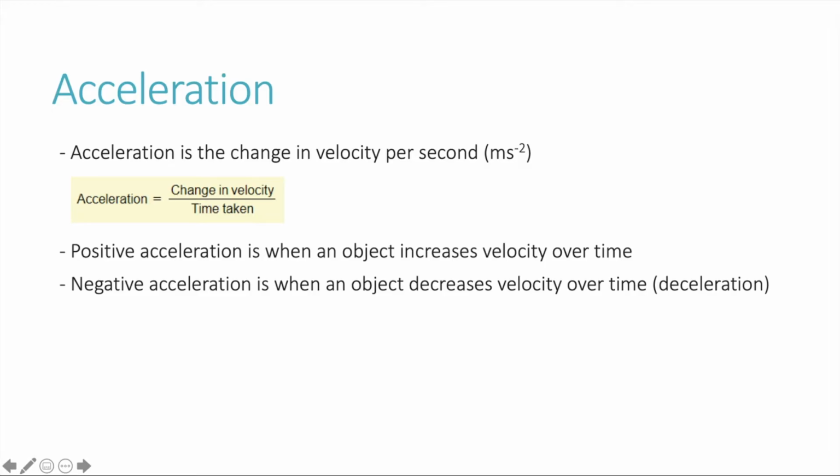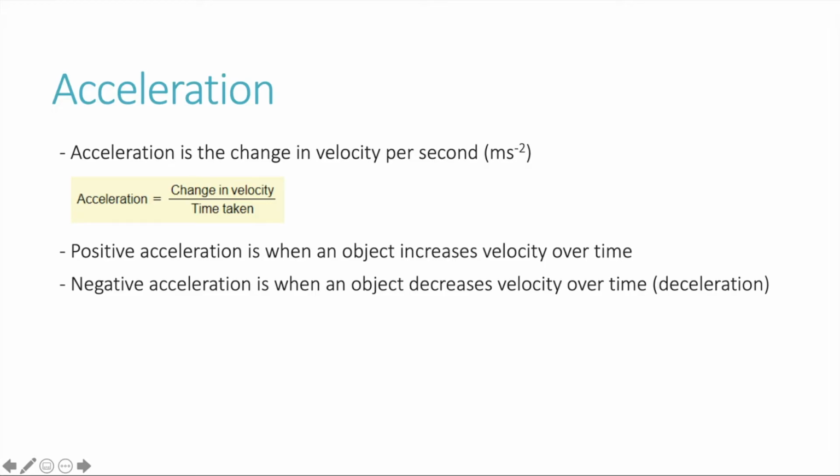So acceleration in mathematical terms is change in velocity divided by the time taken for that change to occur. Now, positive acceleration is when an object increases in velocity over time, for example, you have a car at the starting line and then it starts to accelerate. That is what we know as positive acceleration.